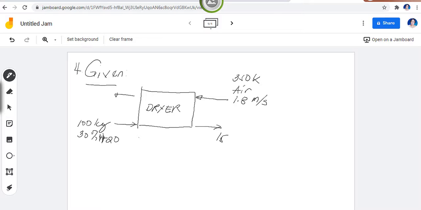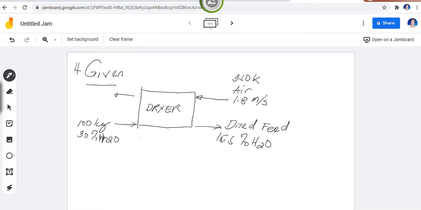15.5, or that's 15.5% water from the original, which is 30% water. So this is your dried feed, but not bone dry because it still has moisture. So when you speak of bone dry in drying, zero, that means zero moisture.